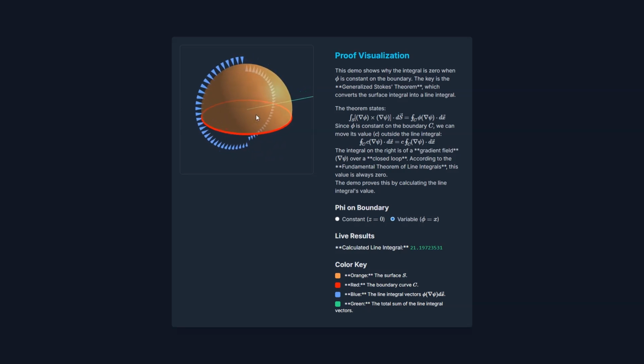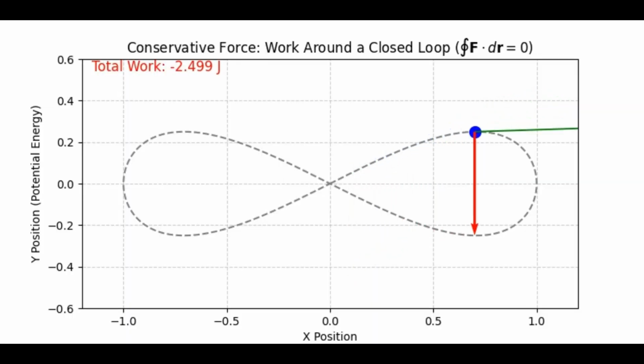Because the second field is a gradient field, meaning it represents the slope or rate of change of a value, returning to the starting point of a loop means the total change must be zero. It is like hiking up and down a mountain to return to your exact starting spot. Regardless of the path you took, your net change in elevation is nothing.